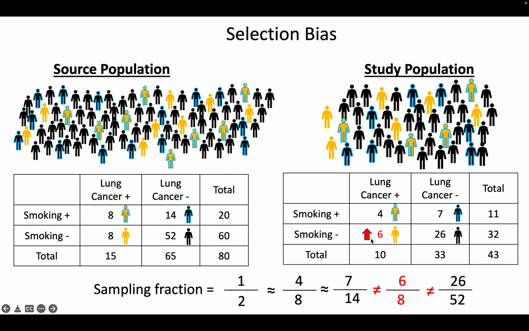This is a situation where this smoking negative, lung cancer positive cell was oversampled, and we know that because the sampling fraction in A, B, and D is 1 over 2. Well, it's 3 over 4 in C. It's higher than it should be.